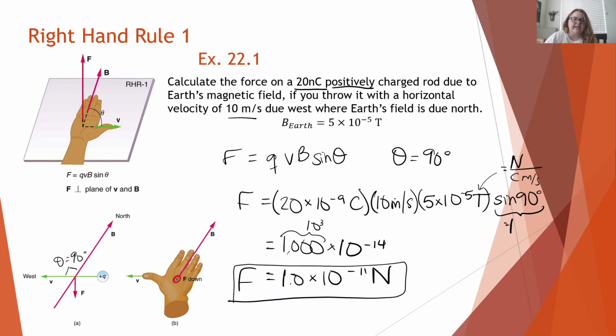All right, and again, due to our right-hand rule, we can see what direction our force is going, putting our thumb in the direction of the velocity and our fingers in the direction of the magnetic field, and so we'll have a magnetic force that is going down. So that would be the X there.